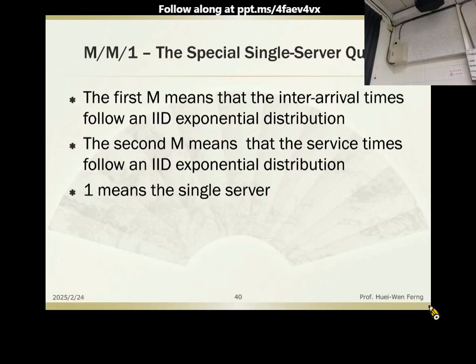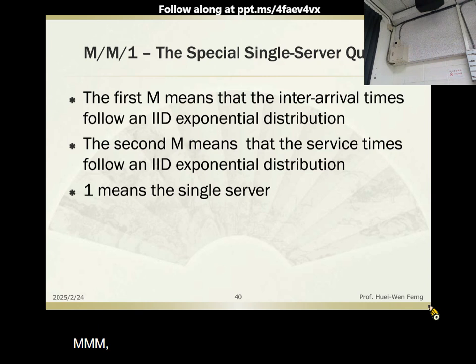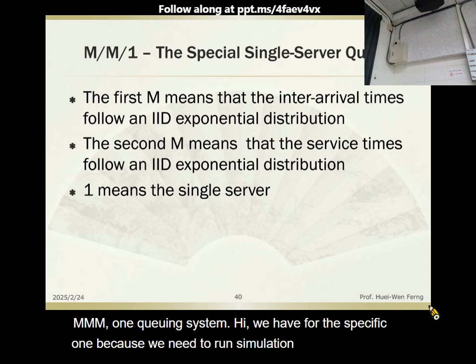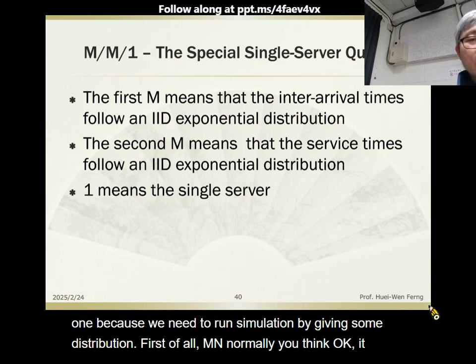All right. And so we want to have the framework for simulation by using a specific system. This specific system we call the M/M/1 queuing system. Why do we have the specific one? Because we need to run simulation given some distribution. First of all, M. M normally you think, oh, okay, it should be Markovian.